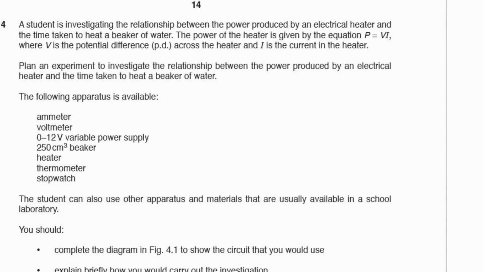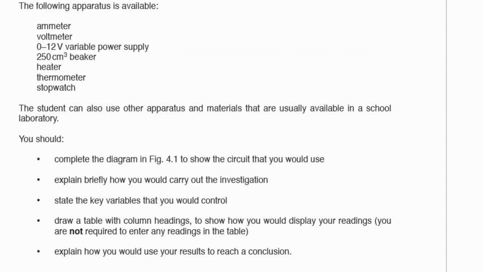That's a pretty good set of equipment for that. There we go. And let's see what it wants us to do. So you can also use other apparatus that are usually available in a school lab. And complete the diagram to show a circuit you would use. Explain briefly how you would carry out the investigation. State the key variables that you would control. Draw a table with column headings to show how you would display your data. And explain how you would use your results to reach a conclusion.